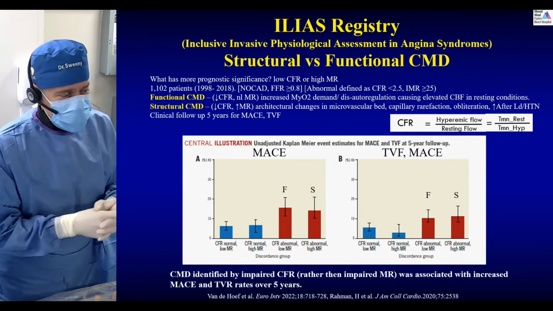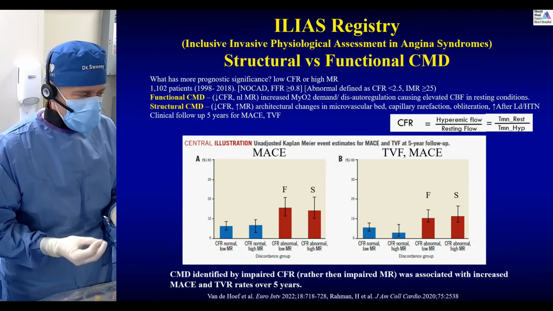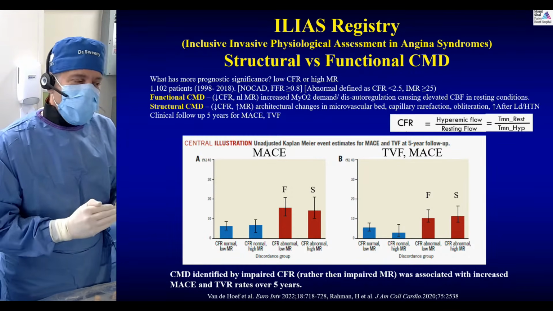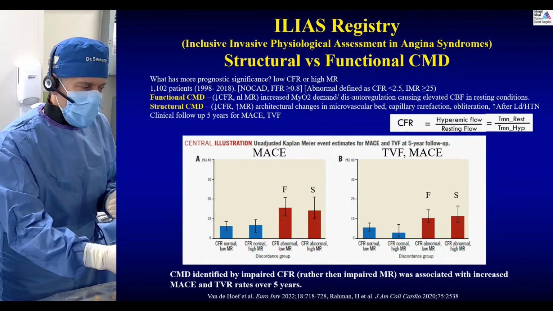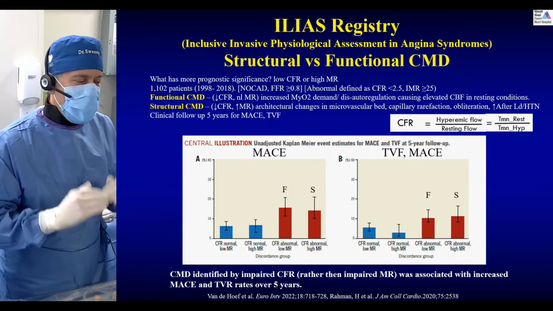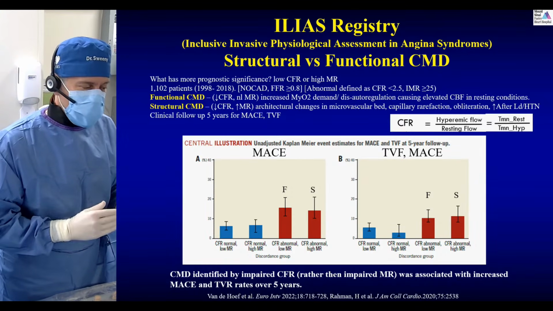And this trial, the ILIAS registry, looked at these two aspects of structural versus functional. And it's by far the CFR that drives the outcomes here. So you see the MACE and the target vessel failure and MACE are heightened in those patients with low CFR versus those patients with a normal CFR.